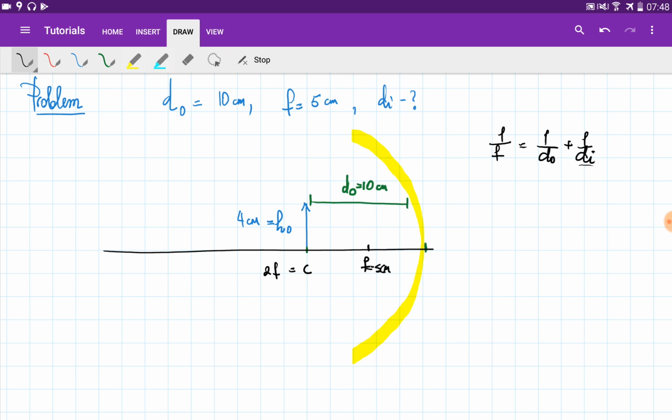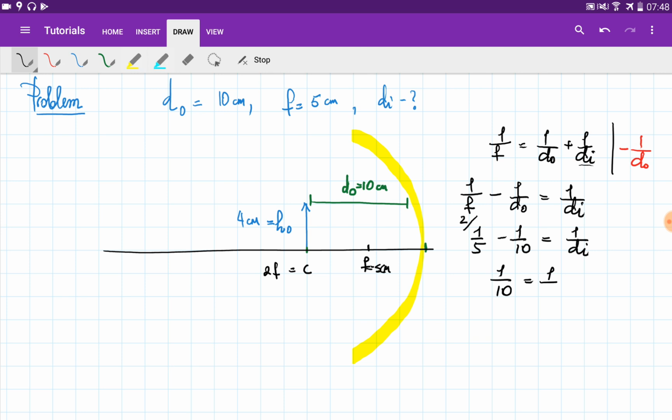What we have to do is find di. In order to do that, we subtract 1 over dO from both sides of this equation. It's going to be 1 over f minus 1 over dO equals 1 over di, right? So let's put all the numbers together: 1 over 5 minus 1 over 10 equals 1 over di. If we give the common denominator, we just need to multiply this by 2. It's going to be 2 minus 1 over 10, which is equal to 1 over 10, right? So 1 over 10 equals 1 over di, which tells us that the distance between the image and the mirror is equal to 10 centimeters, right?